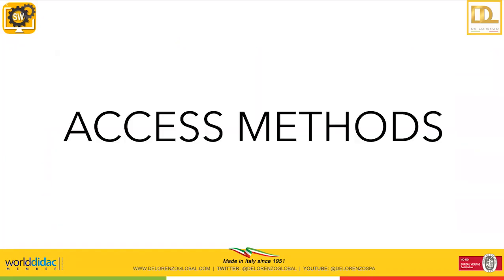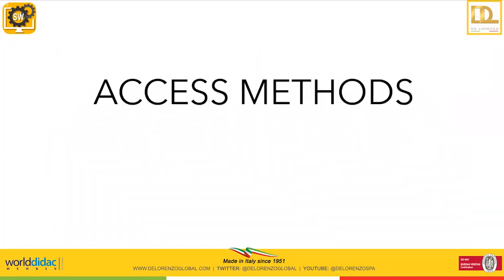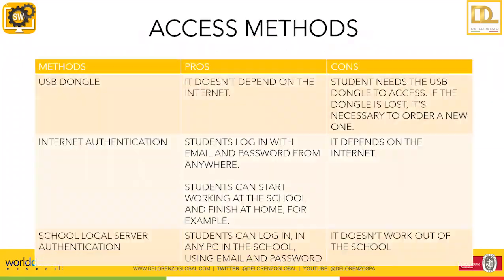As I said, you can see the progress. The ways to authorize access can be in three ways: through USB dongle, through internet authentication if you have good internet, if you don't have USB dongles, and if you want to have a local server on the school, we can install it. I'm going to stop the presentation here.